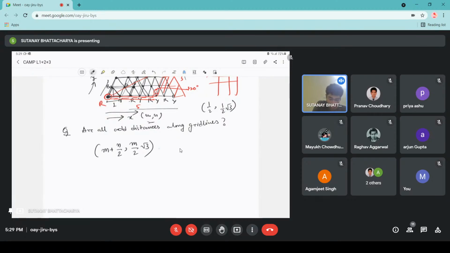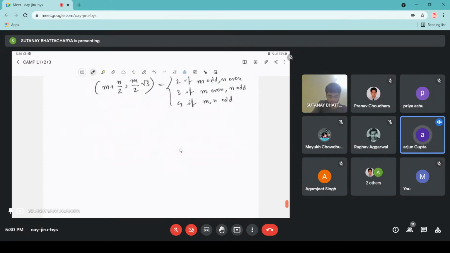And like someone said, this is colored 1 if m and n are both even, 2 if m is odd and n is even, 3 if m is even and n is odd, and 4 if m and n are both odd.